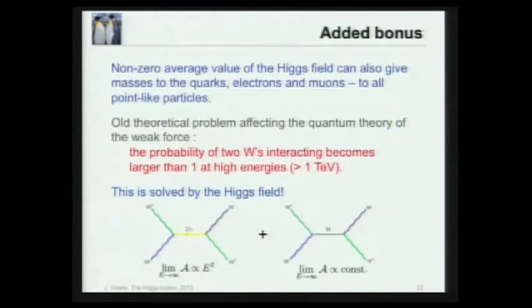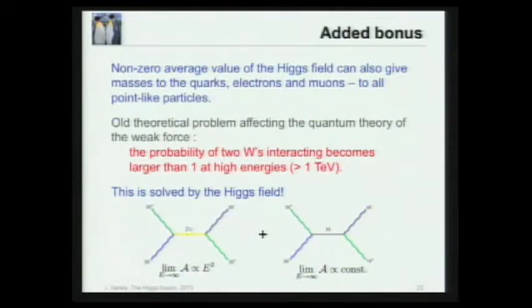And they produce here a Z or a gamma, and they produce in the final state a W plus and a W minus as well. And as I said, the probability grows with energy. At some point, it is above one.